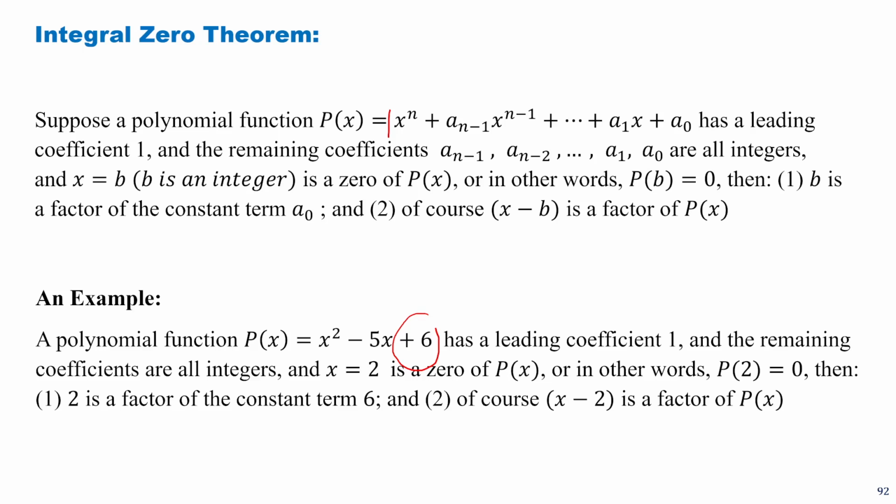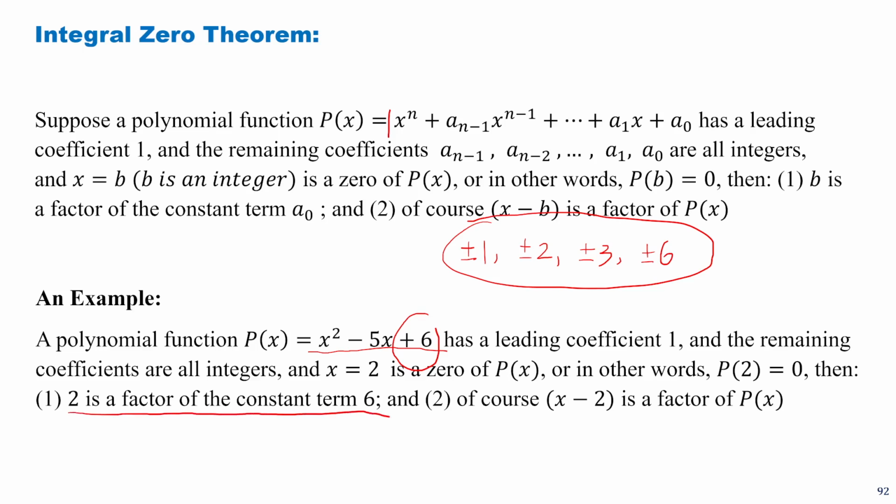So instead of trying blindly from negative or positive 1 to 3, you should test these numbers first, which are factors of plus 6. So that includes either negative or positive 1, positive or negative 2, positive or negative 3, and positive or negative 6. You should try these numbers first to see whether any number can make the expression be 0, right? Because any number that could make this 0 is a factor of the constant term 6. So you need to try all factors of the constant term 6 first.